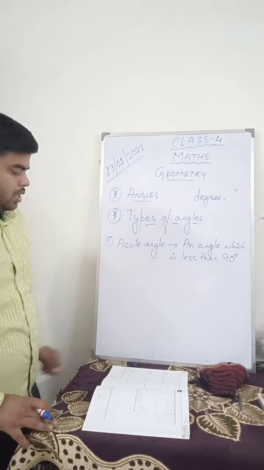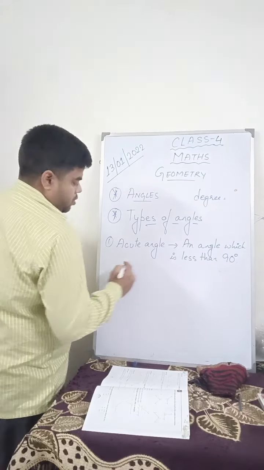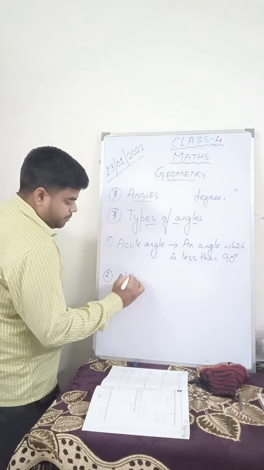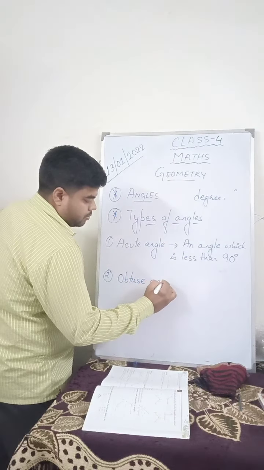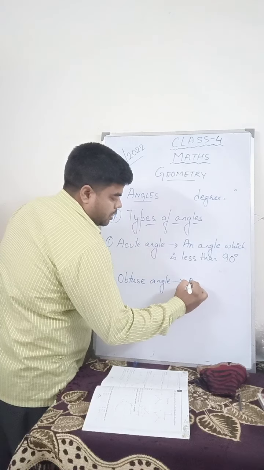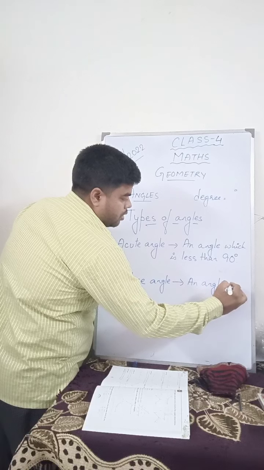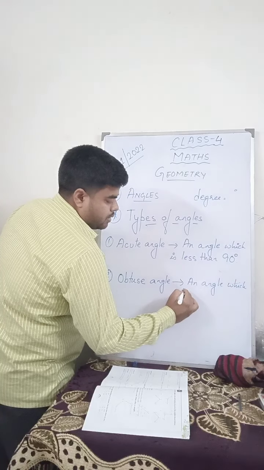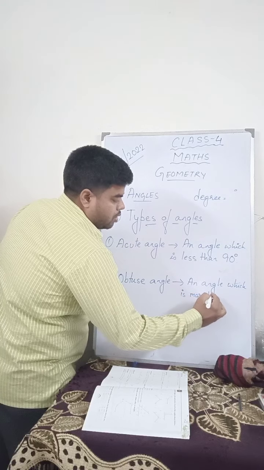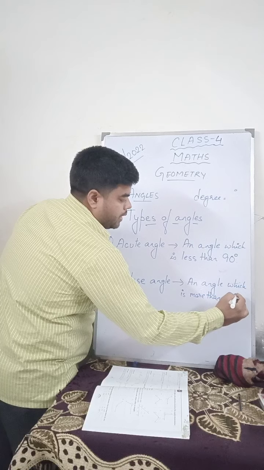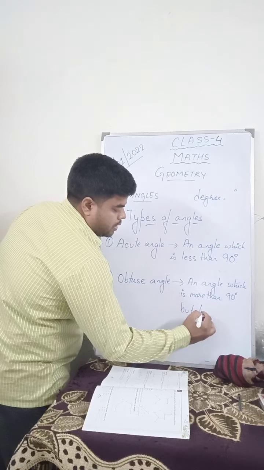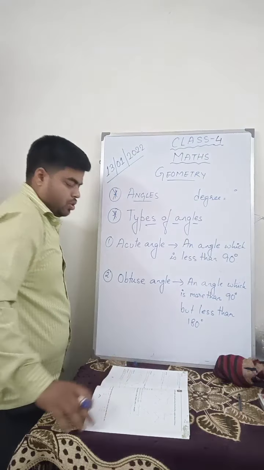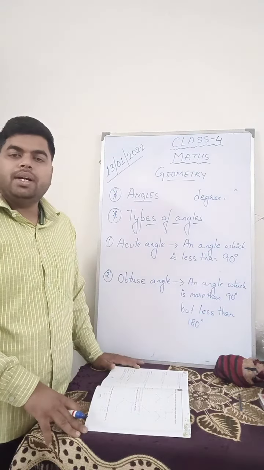Next you have number two, obtuse angle. An angle which is more than 90 degree but less than 180 degree. So obtuse angle is more than 90 but less than 180.